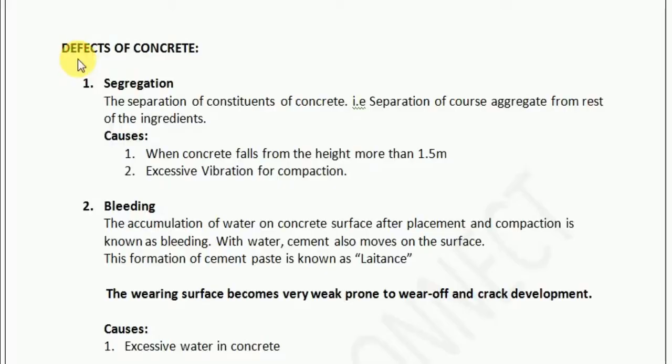There are various defects which are associated with concrete. Now let us aim to understand them so that while practicing civil engineering at site we can prevent these defects.